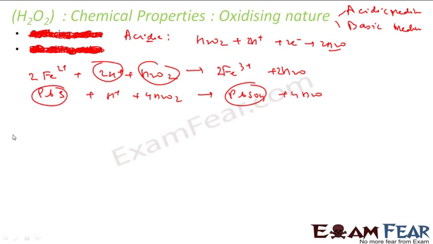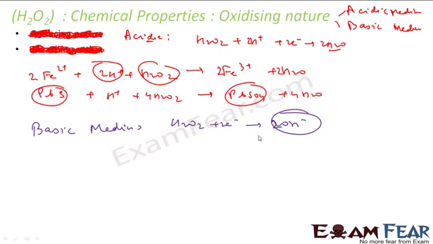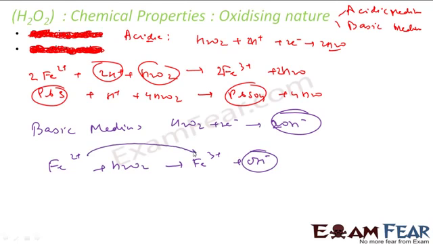Let's talk about the basic one. Let's change the color. So in basic medium, I have H2O2 takes the electron, it gives 2 OH minus, basic medium. Let's see the reaction. Same iron, you have H2O2, if you see it gives Fe3 plus OH minus. Basic medium, it gets oxidized.